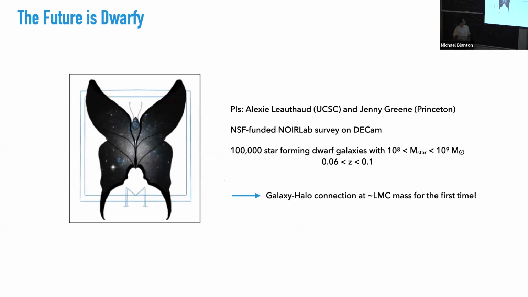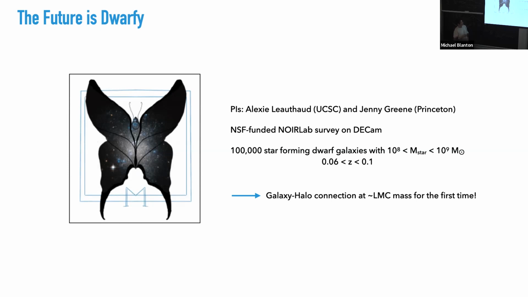And then the other survey I mentioned is MARIAN. All right, so MARIAN is a ground-based survey that's happening right now. It actually should be finishing up this semester. It's led by Alexie Leauthaud at Santa Cruz and Jenny Greene at Princeton. And they have specially designed filters that are essentially targeting the star formation emission lines in dwarf galaxies in this redshift range, so 0.06 to 0.1. In other words, they're going to end up finding about 100,000 star-forming dwarf galaxies between 10^8 and 10^9 stellar mass.